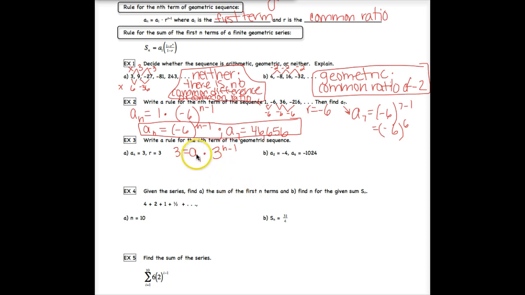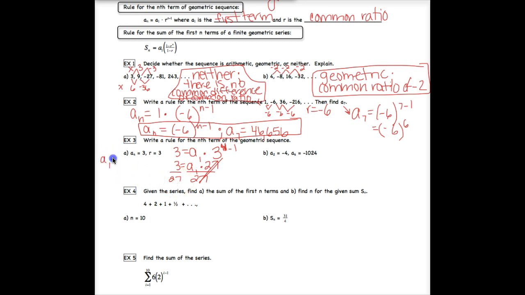So when I look at this, a sub 4, I can plug in 4 for my n because I know what term number it is. So I put a 4 in here. So I've got 3 equals a sub 1 times 4 minus 1 is 3, and 3 to the 3rd power is 27. So to get a1 alone, divide by 27. These cancel. 3 over 27 is the same as 1 over 9.